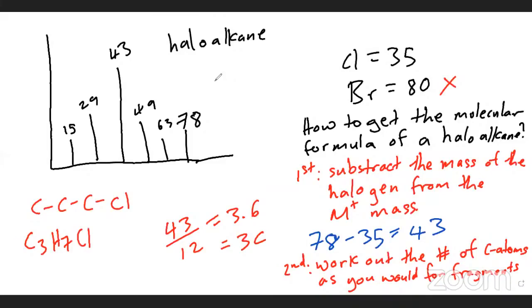So if you get a haloalkane, you subtract the mass of the halogen first. Then to get the number of carbons, you just work it like a fragment. The reason we do it like a fragment is that if you take off the halogen, what you have left is a fragment, not a complete alkane. So that is why we have to do it like a fragment, because if you break the carbon to halogen bond, any amount of carbon remaining is a fragment.